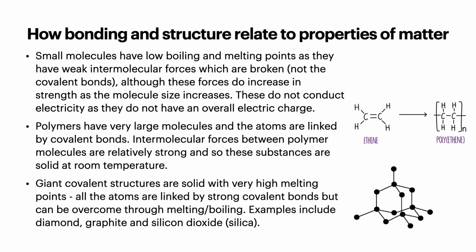Giant covalent structures are solid with very high melting points. All the atoms are linked by strong covalent bonds, but these can be overcome through melting or boiling. Examples include diamond, graphite, and silicon dioxide, also known as silica. You can see a little diagram on the side, which is just diamond. That's how diamond looks in its 3D structure.